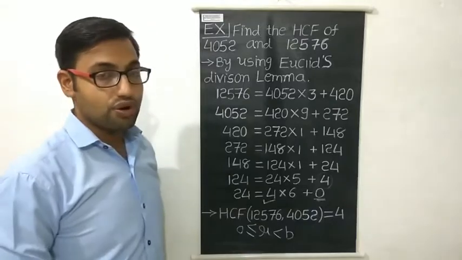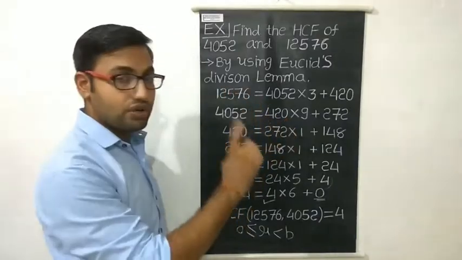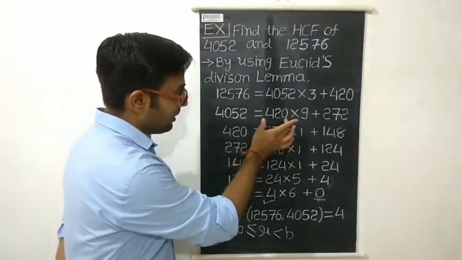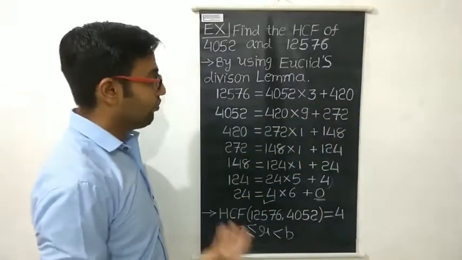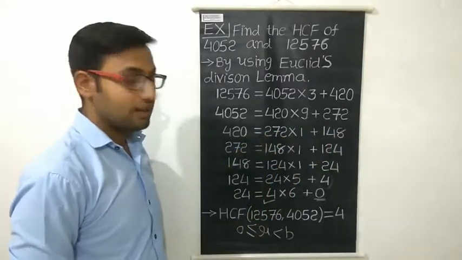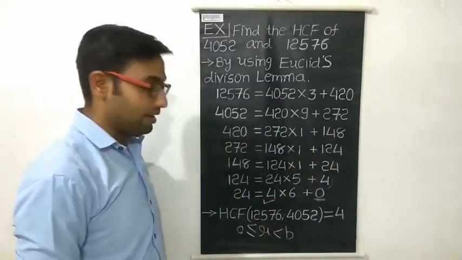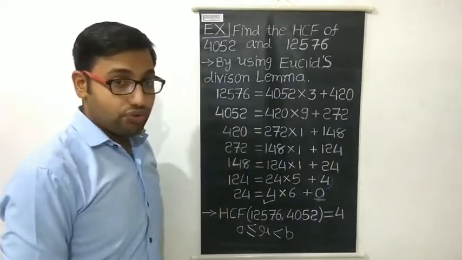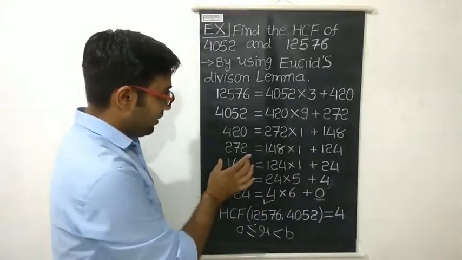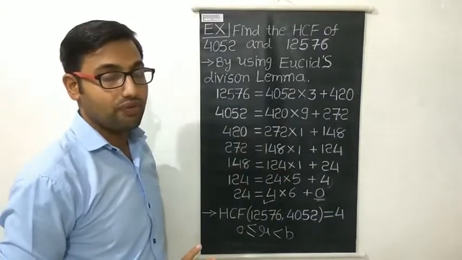Again we have to divide two numbers. But which two numbers do we have to consider? We know that this 420 is the first number and this remainder is the second number. So whenever we divide 420 by 272, what will we get? 420 equals 272 into 1 plus 148, because 272 goes only one time and gives 148 as a remainder. Again we have to apply Euclid's division lemma. This will be the first number, this will be the second number. When we divide 272 by 148, it goes one time and gives the remainder 124.